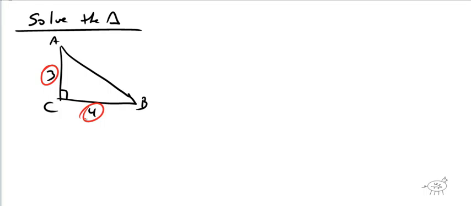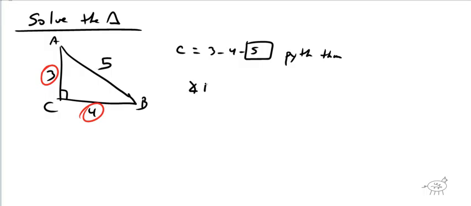So the first thing I'm going to do is find side c, little c. You either know it's a 3, 4, 5 triangle, so the answer is 5, or you use the Pythagorean theorem. Either way, we know it is 5. Now I need to figure out the measures of angles A and B. Let's do angle B.